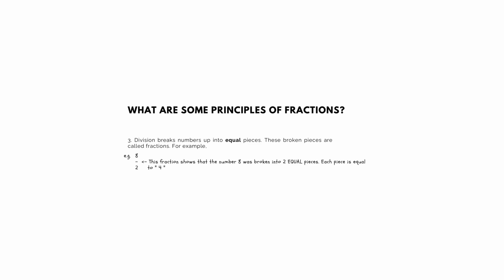The fraction 1 out of 4 also makes one value, and the value is 0.25. Yes, that number is smaller than 1 whole, but it is still a value. Just because 1 out of 4 looks different to 0.25 does not mean they're not the same thing. They're equal to one another, they just look different. Finally, division breaks a number up into equal pieces. Those pieces are called fractions.